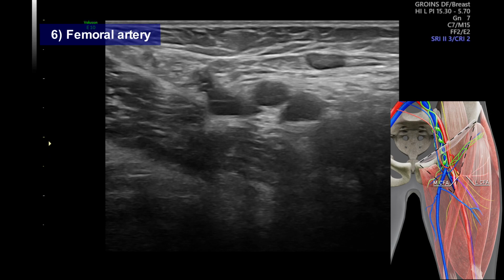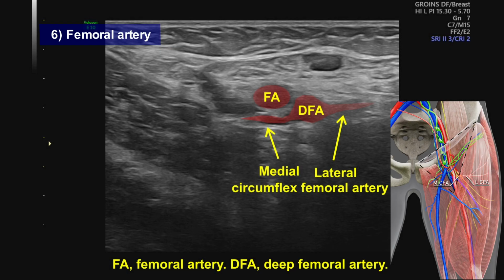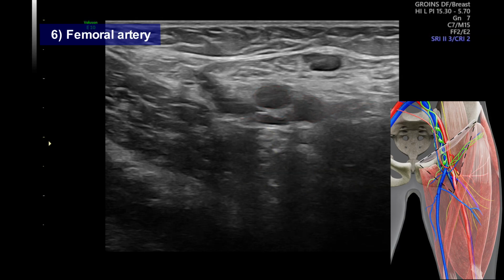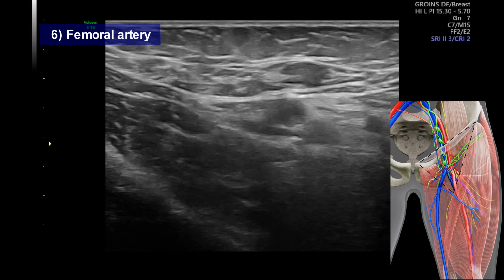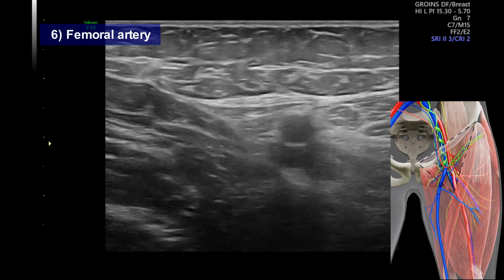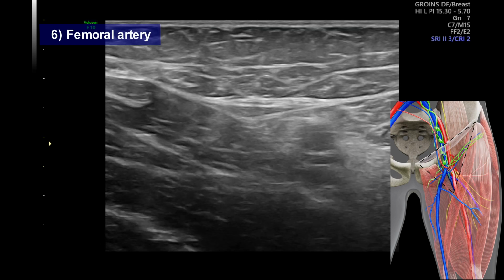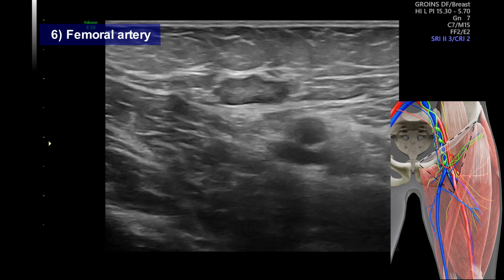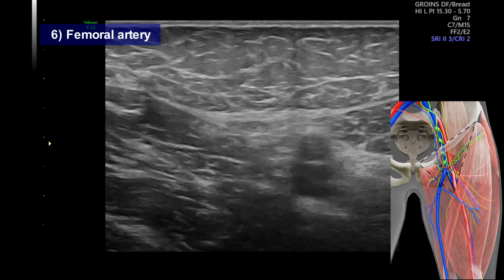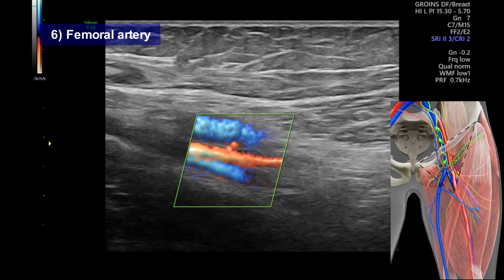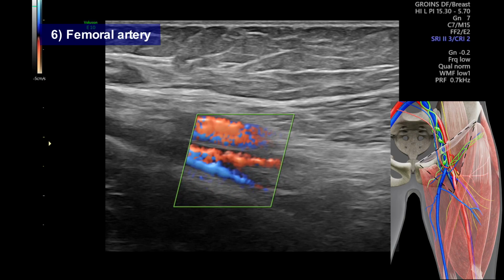Approximately at the level of the saphenofemoral junction, the medial and lateral circumflex femoral arteries arise from the deep femoral artery. As the probe moves towards the apex, the femoral artery becomes ventral to the femoral vein. Using Doppler, the confluence of the femoral vein and deep femoral vein is demonstrated at the apex.